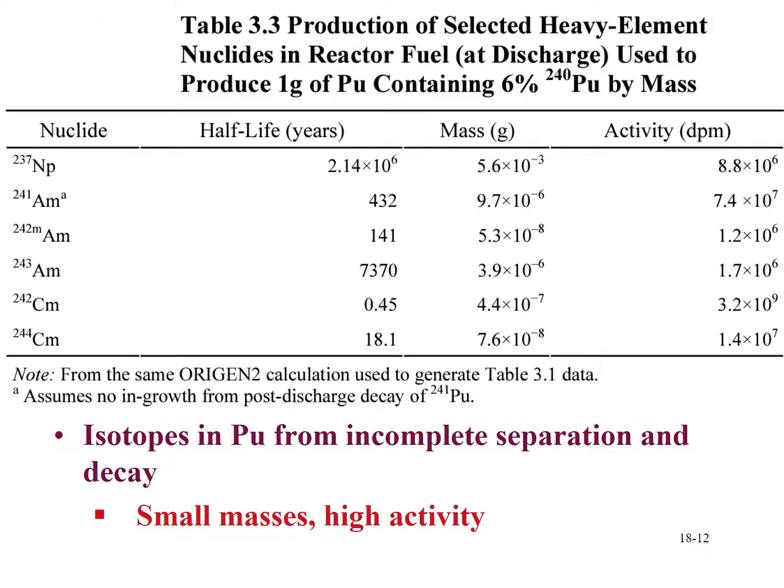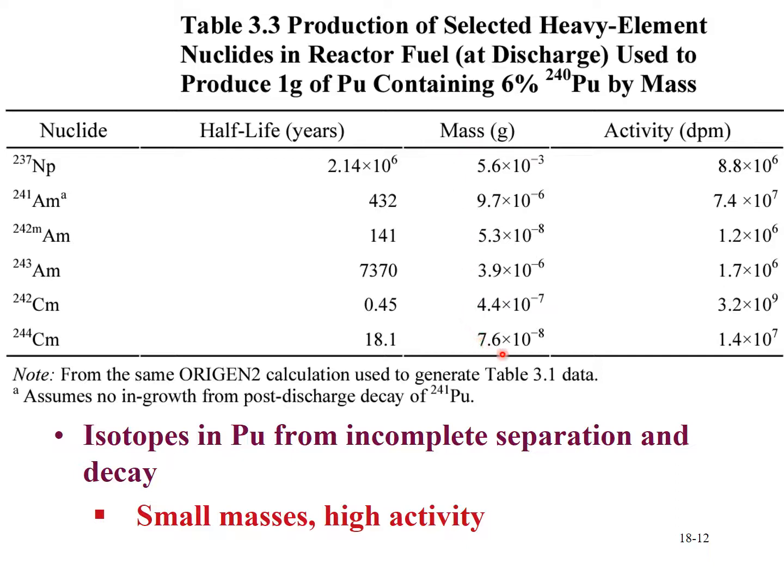Similar to what we discussed about the fission products, the transuranic isotopes can also be produced during the production of plutonium, and the materials can also provide signatures, as we've previously discussed. So as an example, if one produces 1 gram of plutonium that is 6% by mass plutonium-240, one can expect the isotopes of neptunium, americium, and curium to be present. Their relative masses can be listed here, so per gram of plutonium produced, you would expect these masses of the other isotopes to be produced.